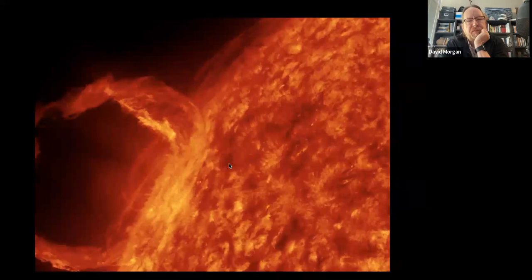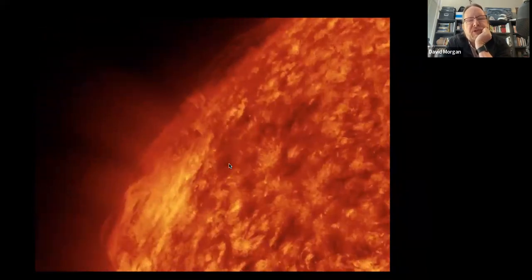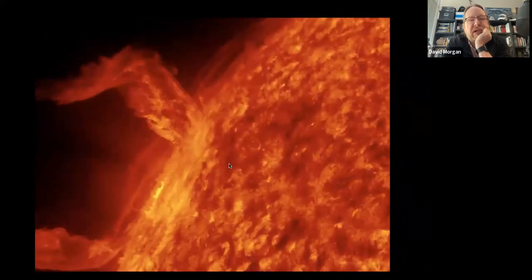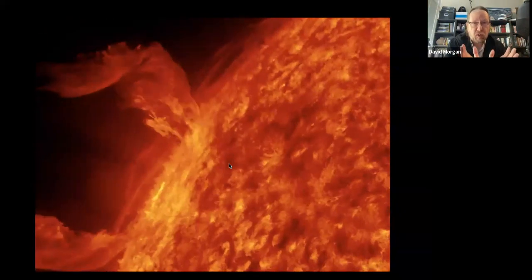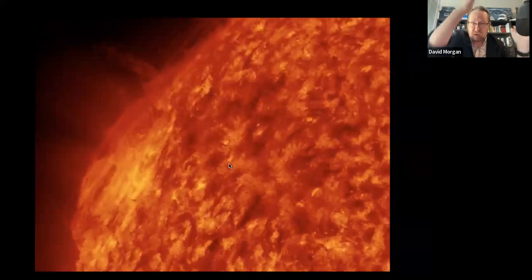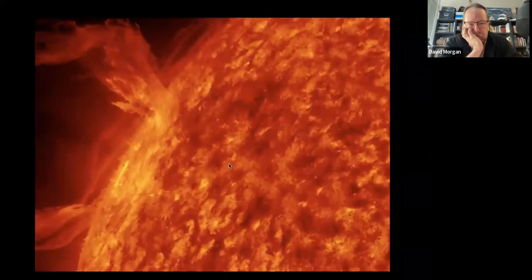Here's a movie showing one of these eruptions, one of these prominences bursting from the surface of the sun. You can see that the flow of the plasma is always along these magnetic field lines.